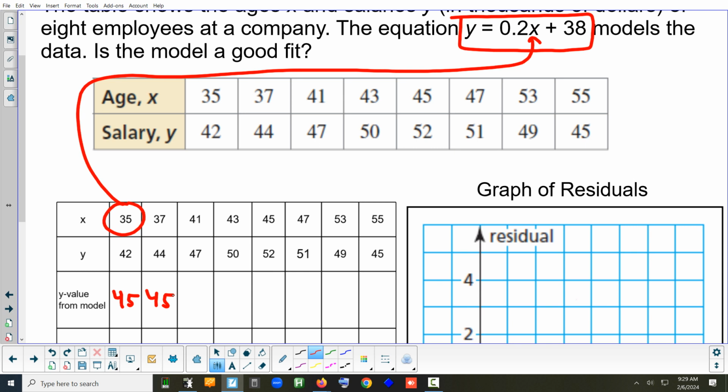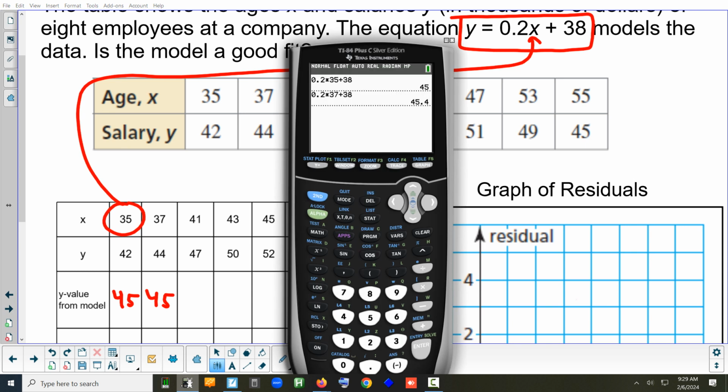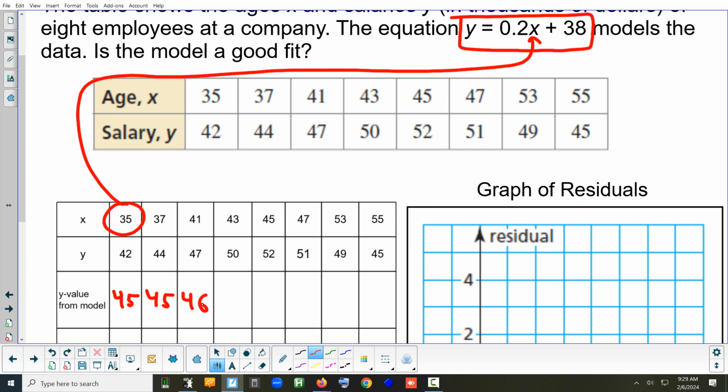Okay, let's do one more just so we can actually get a different number. What's the next x value they want me to plug in? 41. So do 0.2 times 41, and then hit plus 38. What would that one round to? 46. That one would round to 46. Okay, so keep going till you get those last 5.